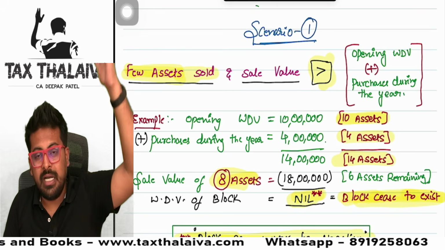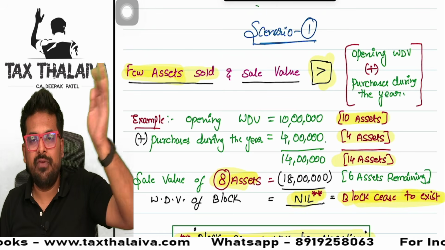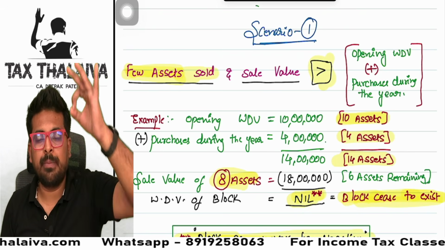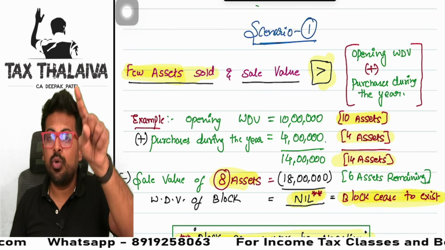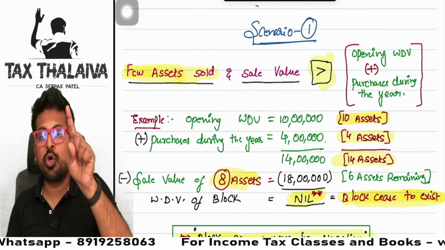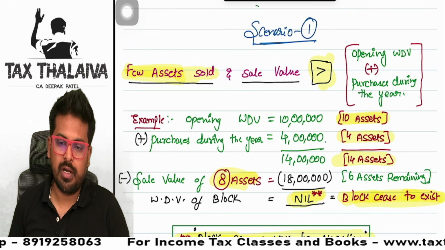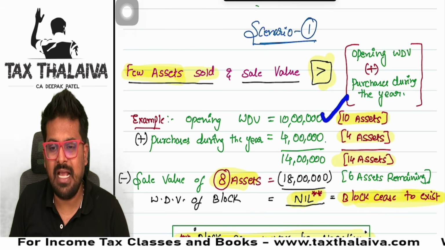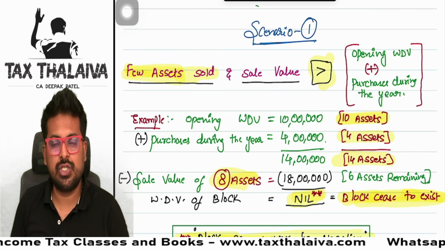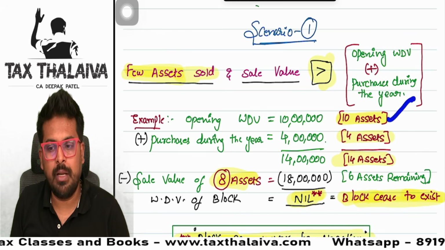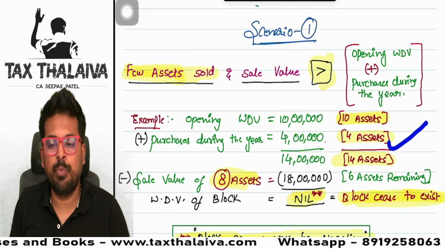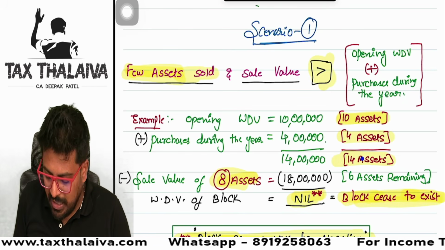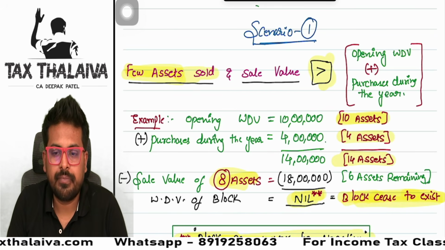If you remember that depreciation table: opening WDV, add purchases, then you reduce the sale value, you will arrive at the WDV for the purpose of depreciation. From that you reduce the depreciation and then you arrive at the closing WDV of the block. So opening WDV was 10 lakhs and 4 lakhs you purchased in new assets during the year. 10 assets were in opening WDV at the start of the year, 4 assets you purchased during the year. Now, totally 14 assets are there in your hands, and the value of the 14 assets is 14 lakhs.